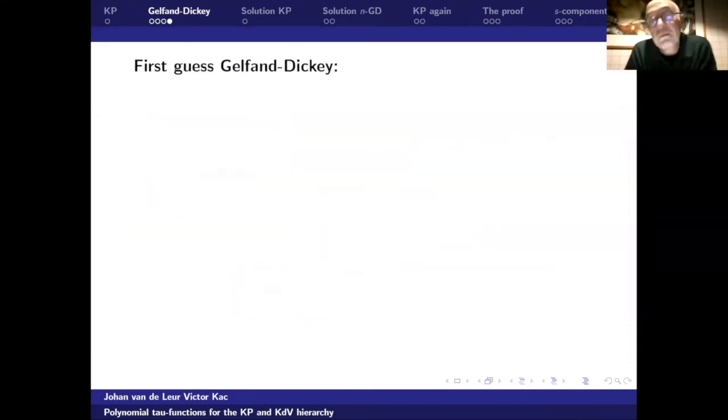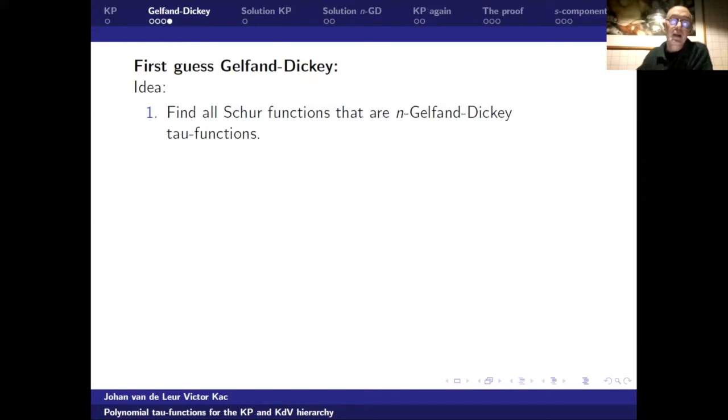So what would be a first guess for Gelfand-Dickey? Let's go back to this reduced hierarchy, or this KdV hierarchy. KdV was n equal to 2. Gelfand-Dickey is for arbitrary n. So what happens if n is bigger than 2? The idea could be just find all Schur functions that are n Gelfand-Dickey tau functions. And then the second step could be shift all the times by this Ci.